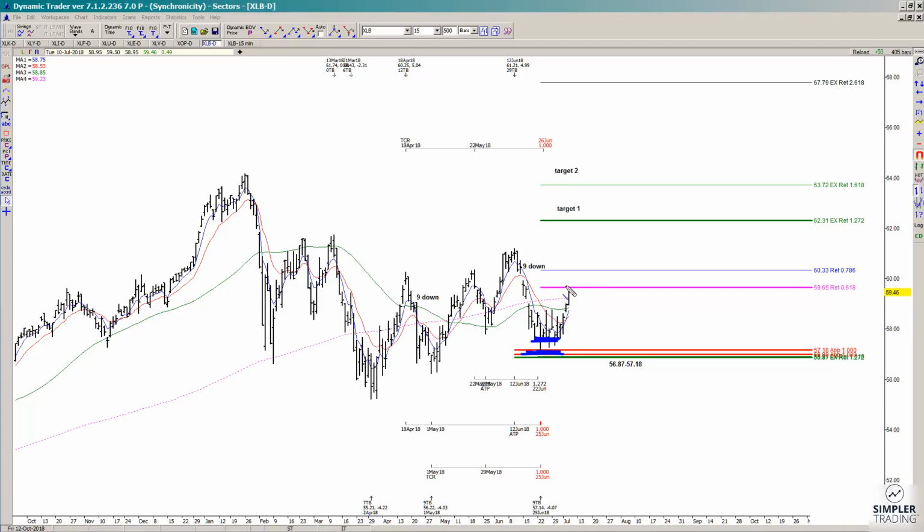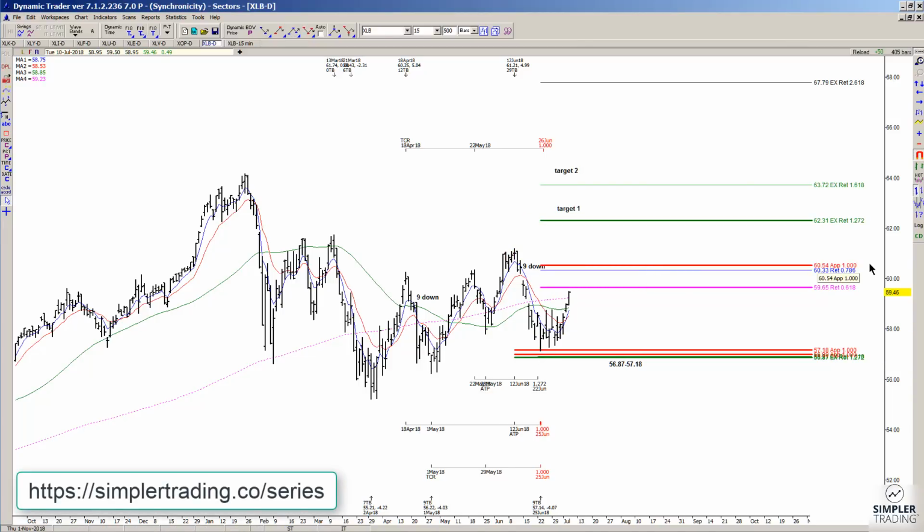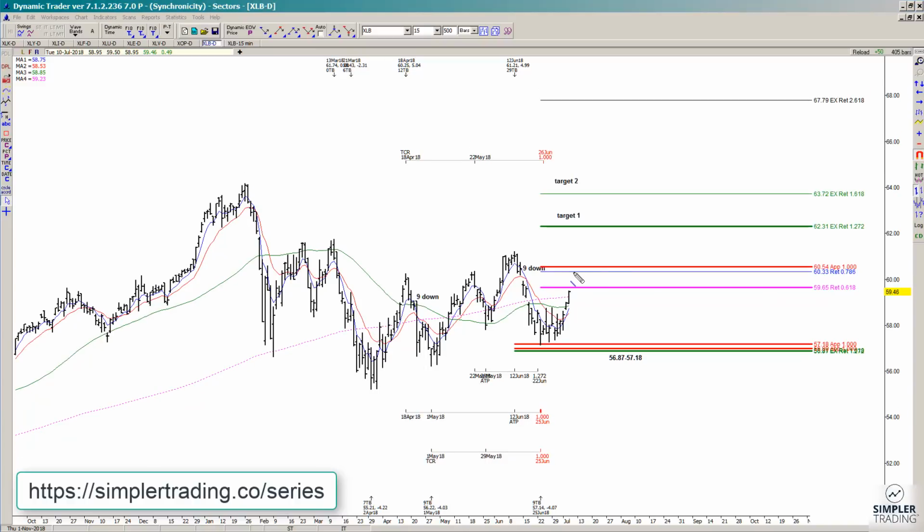But if we can eventually push through the hurdles, which the first one's going to be 59.65 area, the second one will be, let's see where that comes in, 60.33 to 60.54. If we can push through those hurdles, then again, I'm going to look forward to this as my initial upside target. And obviously, just because I give you a target doesn't mean it's definitely going to get there, but that is typically what we shoot for.